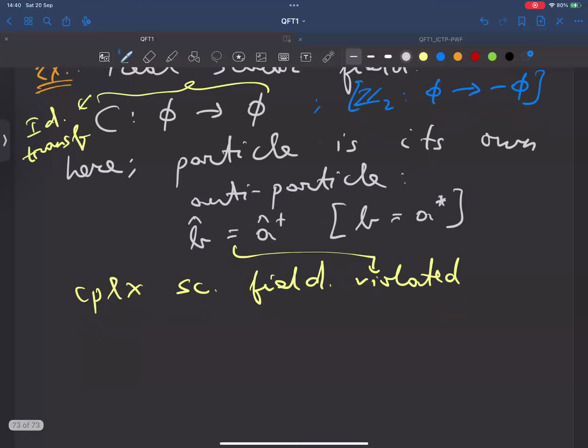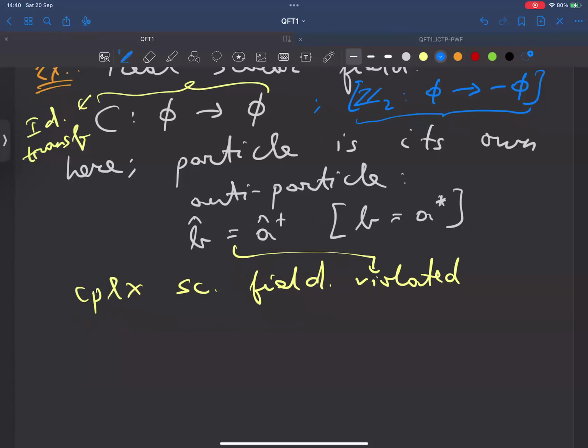Okay. So that's why when discussing the discrete symmetry case, we discussed something that was more interesting. It doesn't just take phi to phi. But from the charge conjugation point of view, now when we discuss particles and antiparticles, there indeed exists such a thing for the real scalar field, but it's just a trivial transformation. It just maps the field to itself.